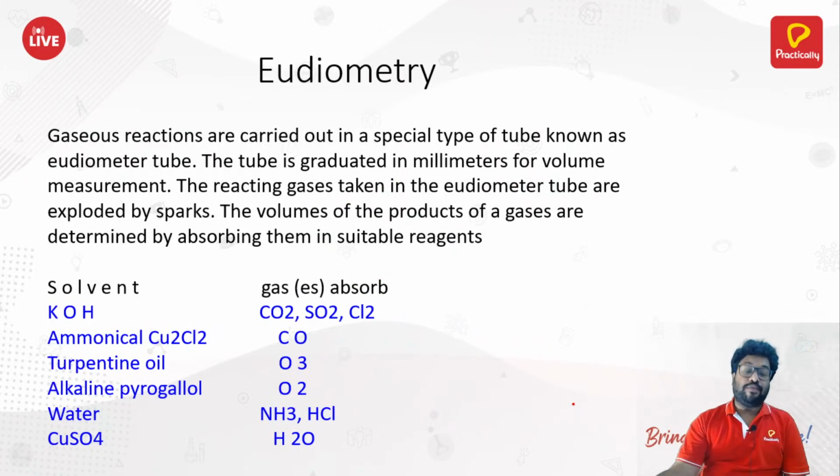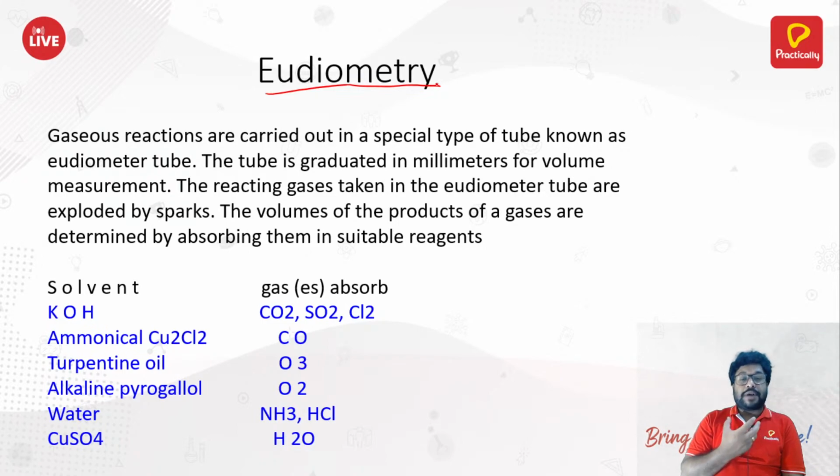Now, what is meant by eudiometry? See, this is a special technique that is used for finding the amount of gases evolved in a particular reaction. By using this method, you can find out how much gas has been evolved in that reaction. And from the amount of gas evolved, you can find out the stoichiometry of the other reactant, which will help you understand how much solute is giving or releasing how much gas.